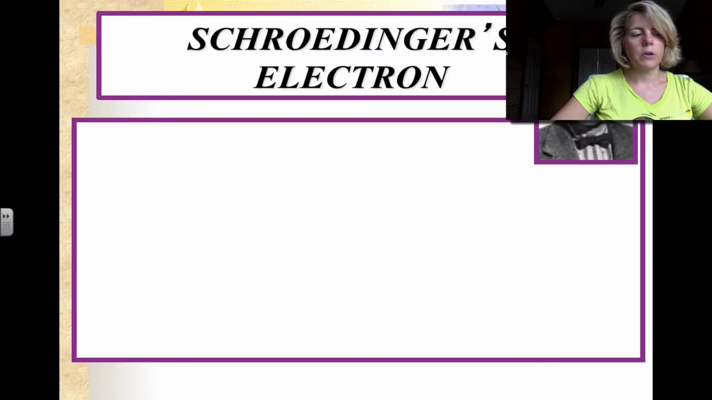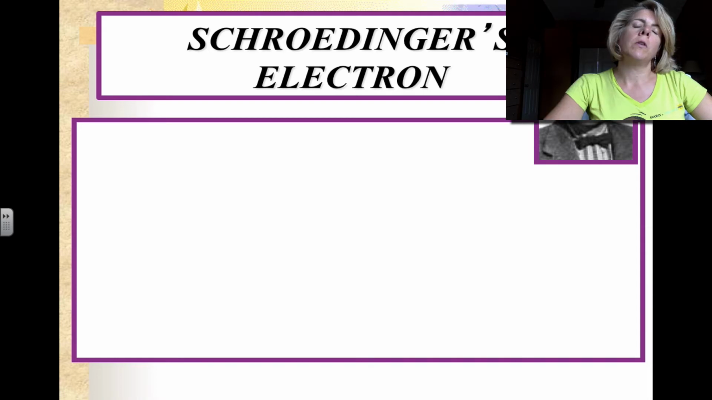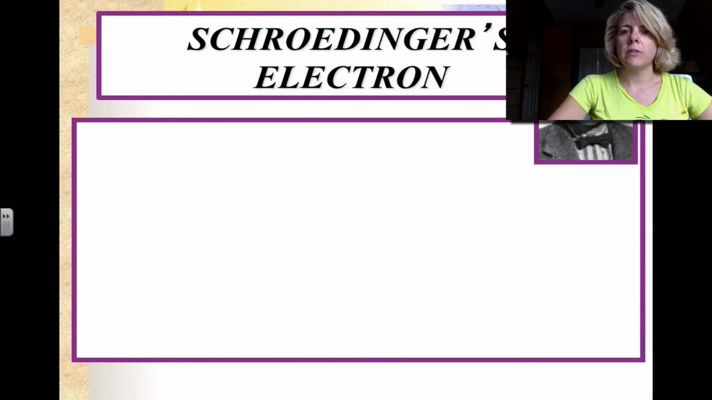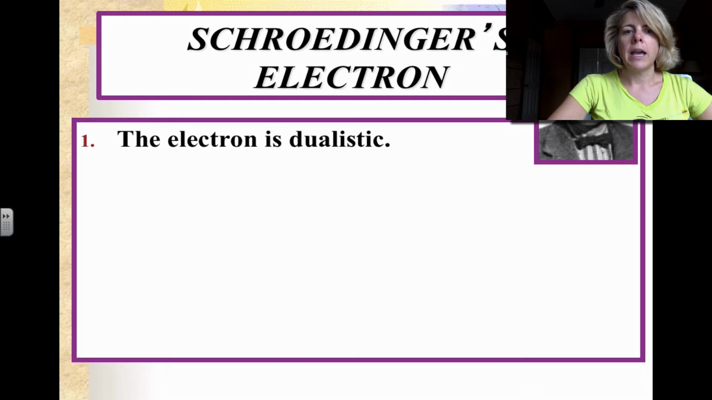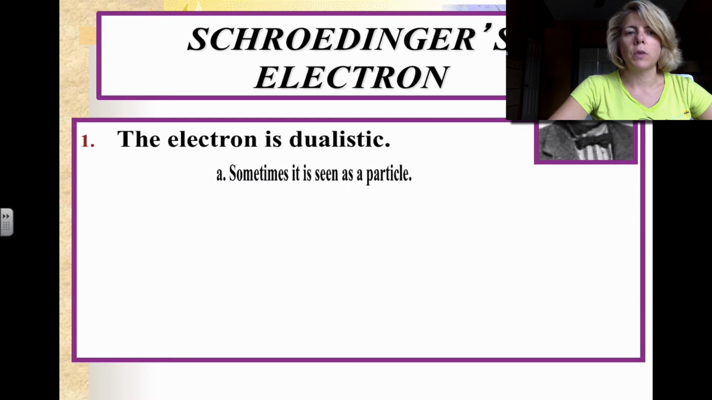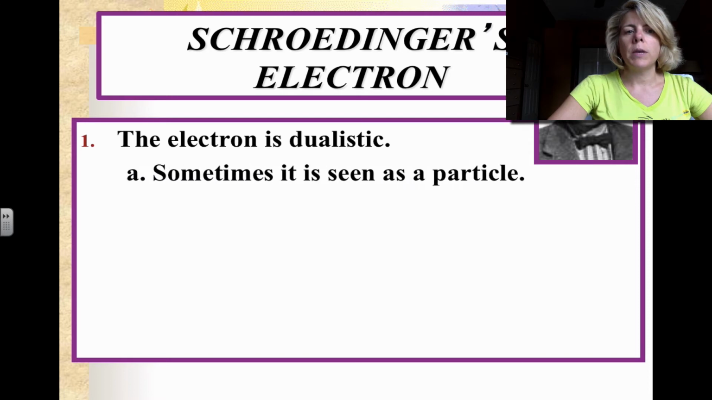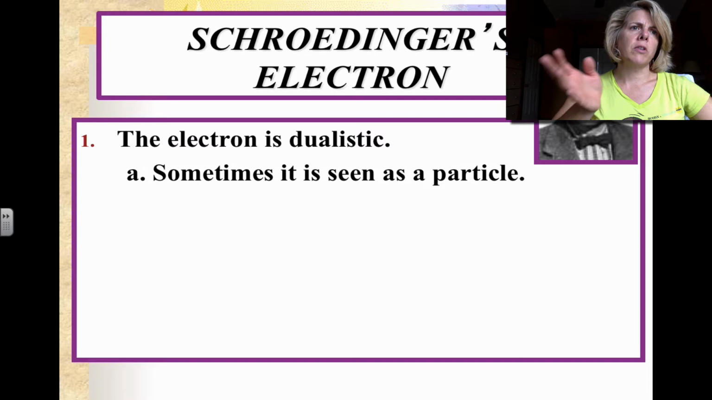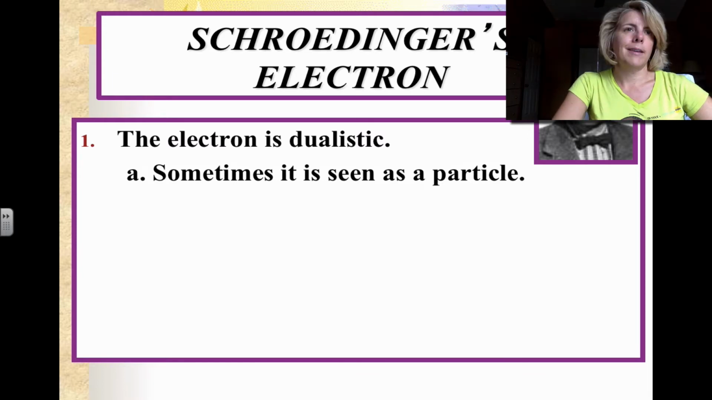So Schrodinger was a very wise, mathematically inclined physicist. And what he did is he described the electron as dualistic. And what he meant by that term is, gee, this is a familiar theme. Sometimes the electron can be seen as a particle. So remember how we talked about light acting as a particle, as a photon? Well, guess what? We're treating the electron in a similar fashion.